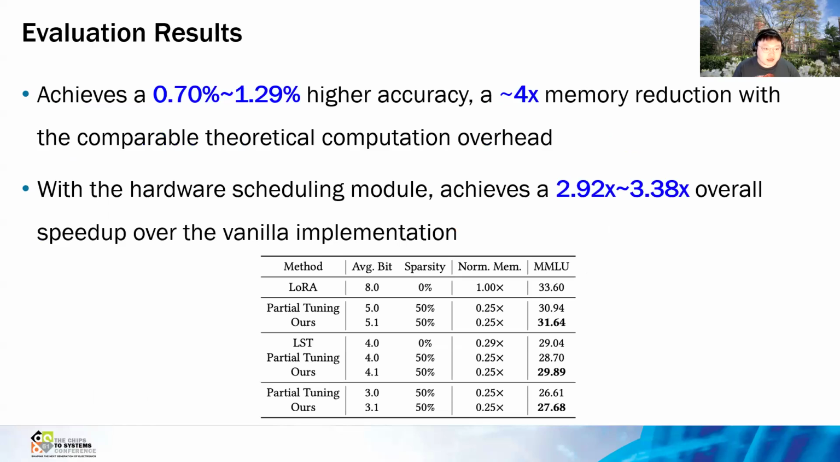And we observe that our proposed Edge-LLM achieves 0.7 to 1.29 higher accuracy and a 4 times memory reduction, with a comparable theoretical computational overhead compared with existing solutions. And we find that with our proposed hardware scheduling module, we achieve a 2.92 times to 3.38 times overall speedup over the vanilla implementation.